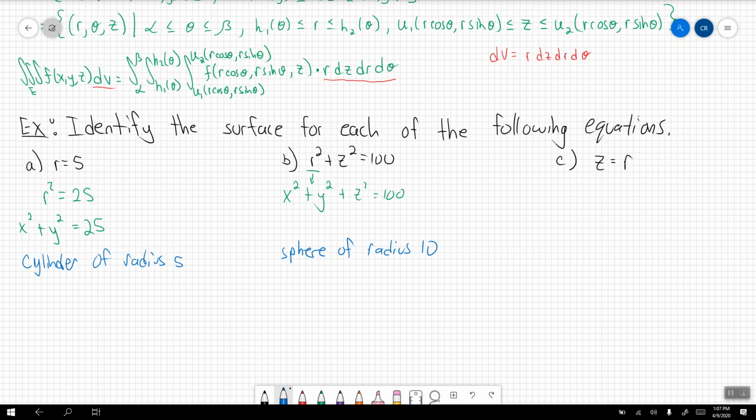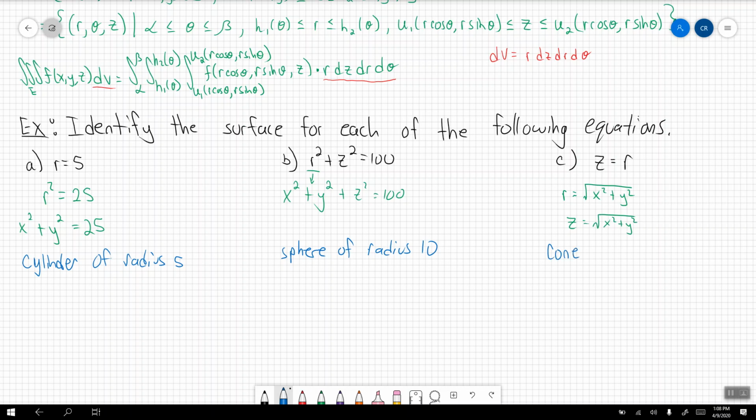So anytime we see r squared plus z squared is equal to some number, we can just think about it as some sort of sphere. Now, the last one, z is equal to r. What we can think about is that this r value is just the square root of x squared plus y squared. And in that sense, this is just z is equal to the square root of x squared plus y squared. This here is a cone.